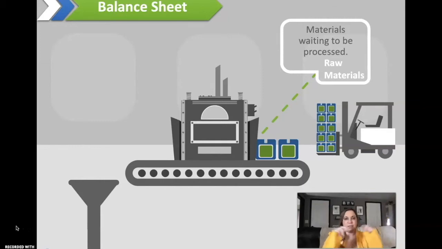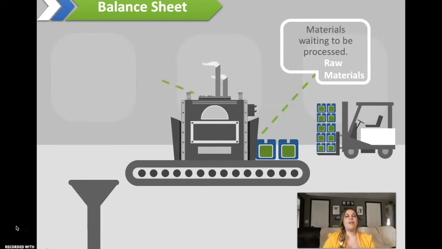The first item is raw materials. We're still going to have the inventory account. It's just going to be broken down by these three items. Raw materials is the first one. These are materials that are waiting to be used in the product. We have not started working on it yet. It's just the supplies we need to make it.